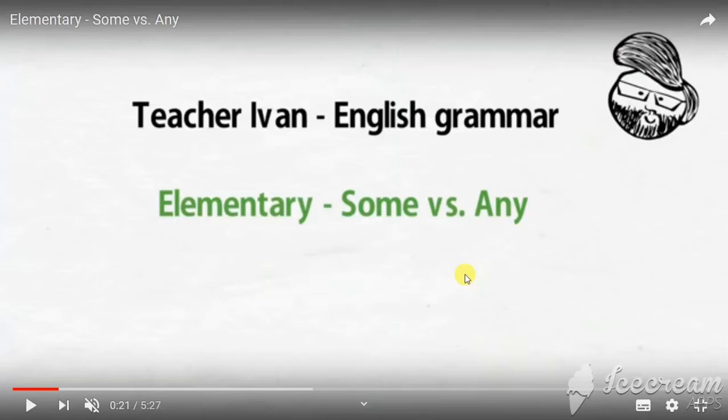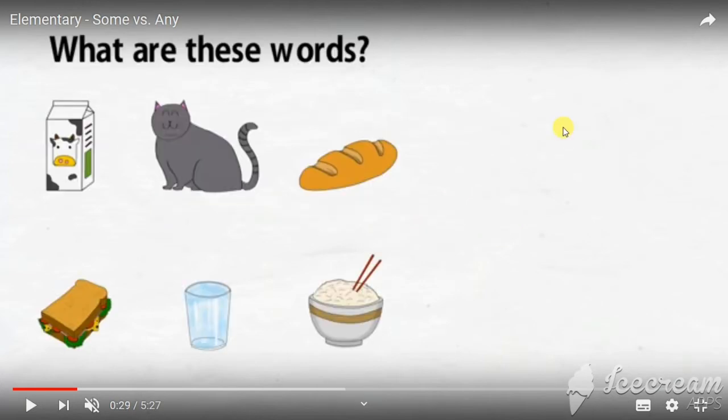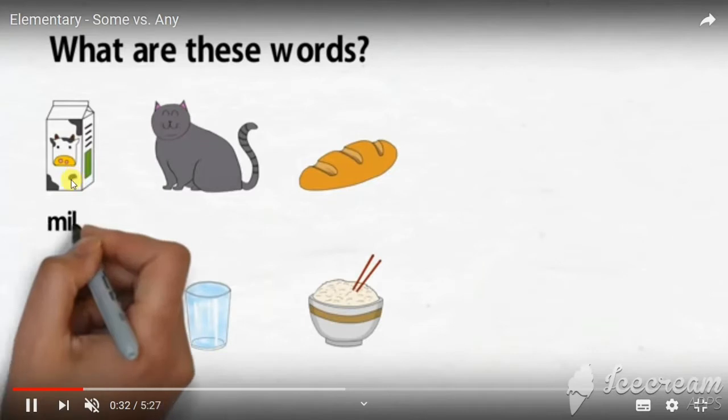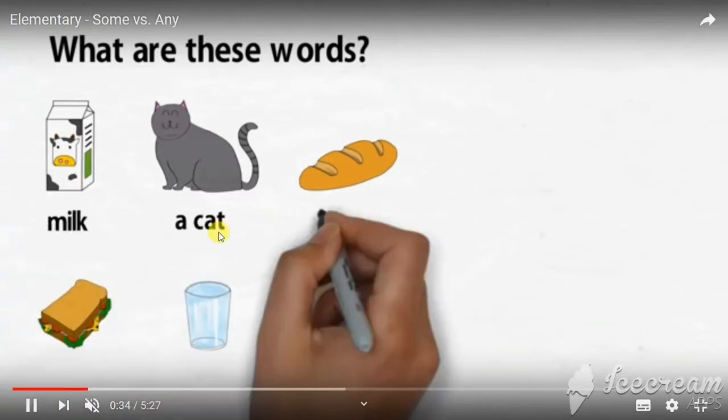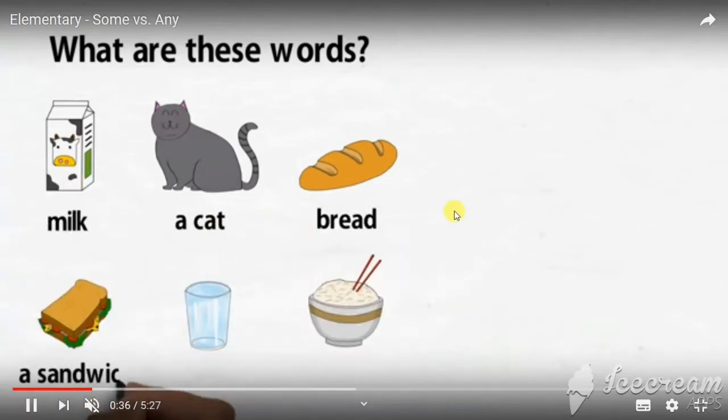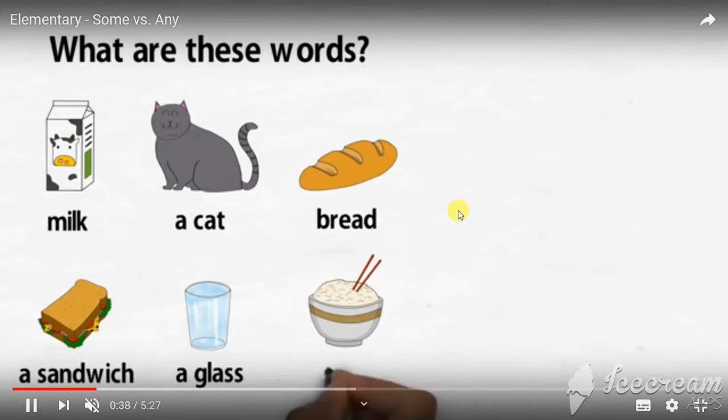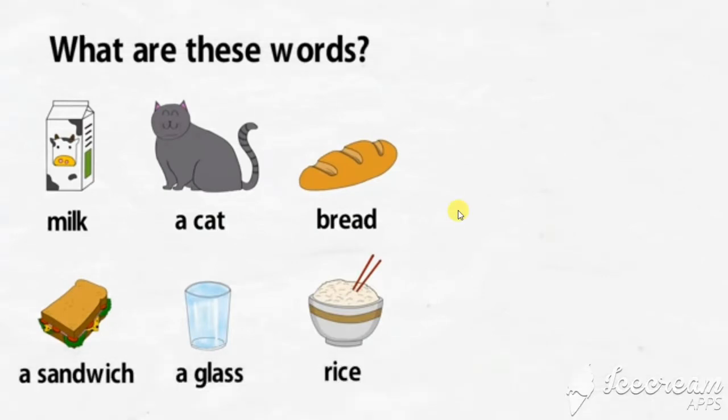Let's learn about some and any. When and how do we use the word some and the word any? Before we get started, we want to know what these words are. We have milk, a cat, bread, a sandwich, a glass, and rice.